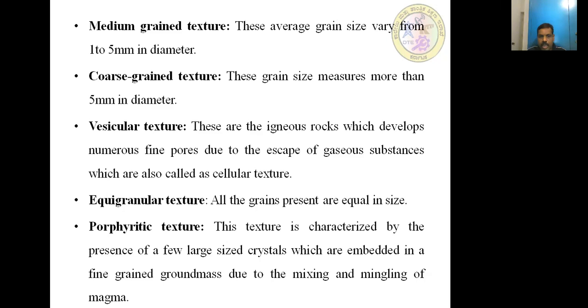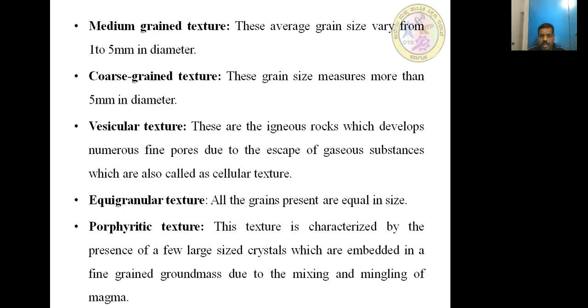Next one is equigranular texture. If all the grains present are equal in size, then we can call it equigranular texture. If the grains are not equal in size and shape, then we can call it inequigranular texture.